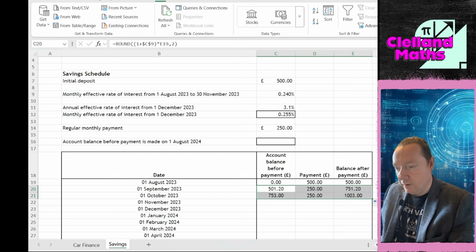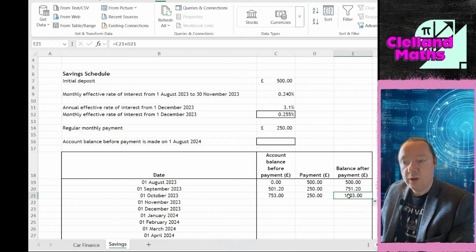So there's October. Just double checking in your head that that's working. He gets a payment in October, and then he gets the interest for October, starting November. He gets his payment up to there, and then gets his interest for November to the start of December. So that needs to be copied down one more time.